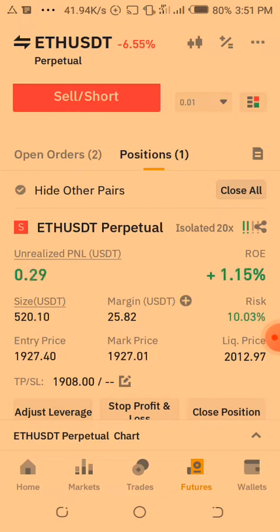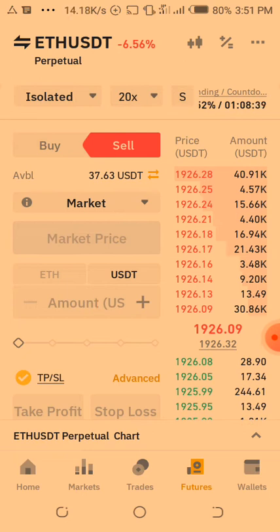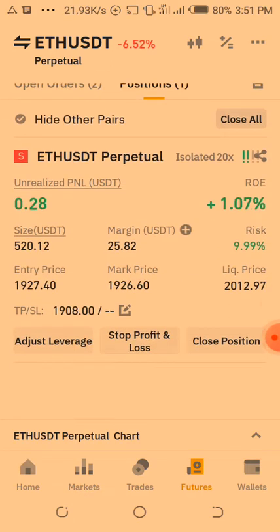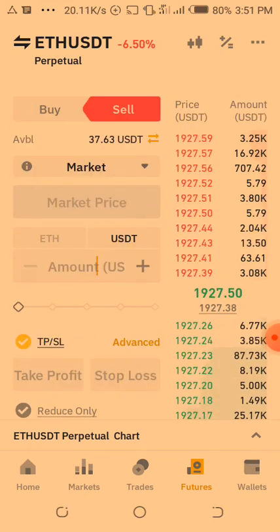Okay, what isolated means is that if this trade goes red, and on this unrealized P&L, that is unrealized profit and loss, and I lose, I have minus 25.82, that I'm out of this trade completely, and I will still have my balance as it's showing here at 37.63. That is what isolated means: if this trade reverses, it only eats up this money, this margin USDT here, and my balance will still remain with me. That is the implication of isolated margin.